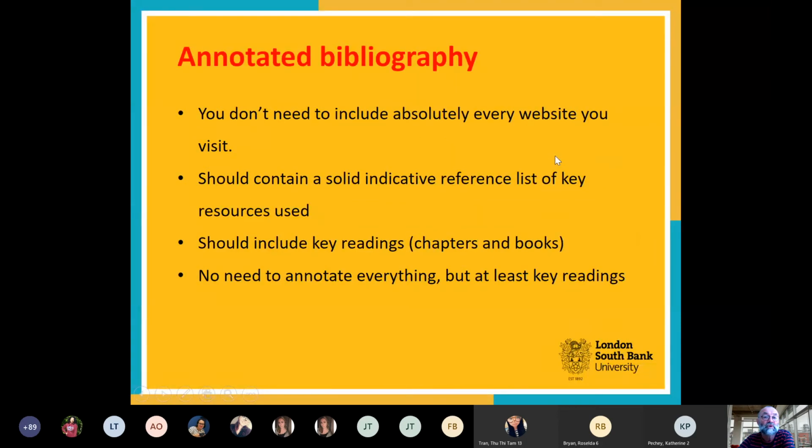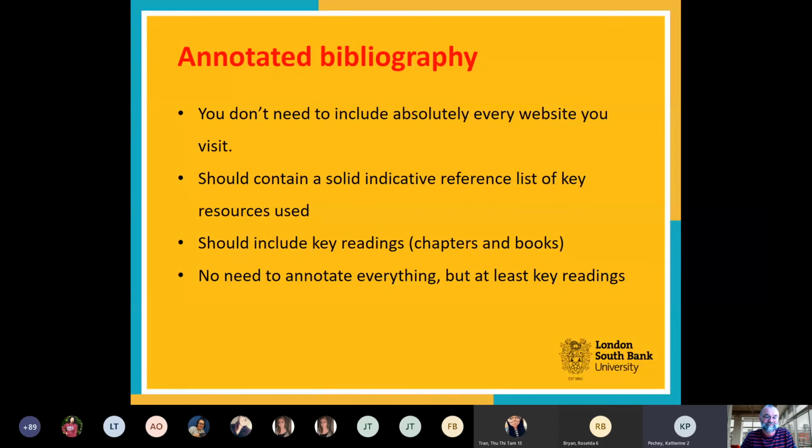Annotated bibliography. You don't need to include absolutely everything. Yeah, a solid indicative reference list, key readings. No need to annotate everything. Yeah, can I just say, Andrew, sorry to pop in again, but I had a very useful tutorial with somebody who mentioned that there was quite a lot of discussion about the annotated bibliographies. Now, in my head, it should show that you have used a range of sensible resources. You do not need to put every last little website you visited, because that would be a very long and, let's be honest, very boring list.